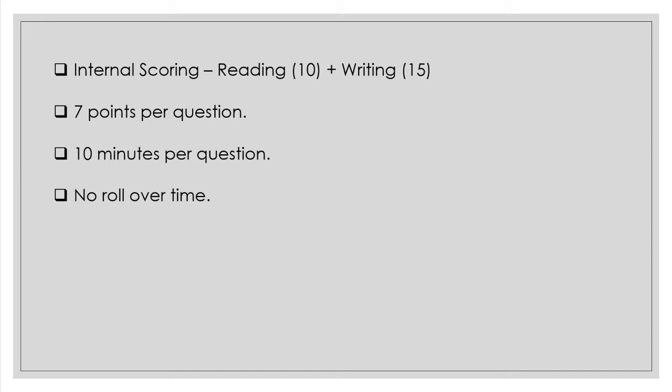One of the important points that you need to understand here is that there is no rollover time, which means that if you get a question, you will have 10 minutes to write the summary. In case you finish the summary within 5 minutes and then move on to the next question, you will only get 10 minutes for the next question itself. You won't get the 5 minutes left from the first question. That means you won't get 15 minutes to write the summary of the second question. There is no rollover time. You will only get 10 minutes for each question even if you finish before time.